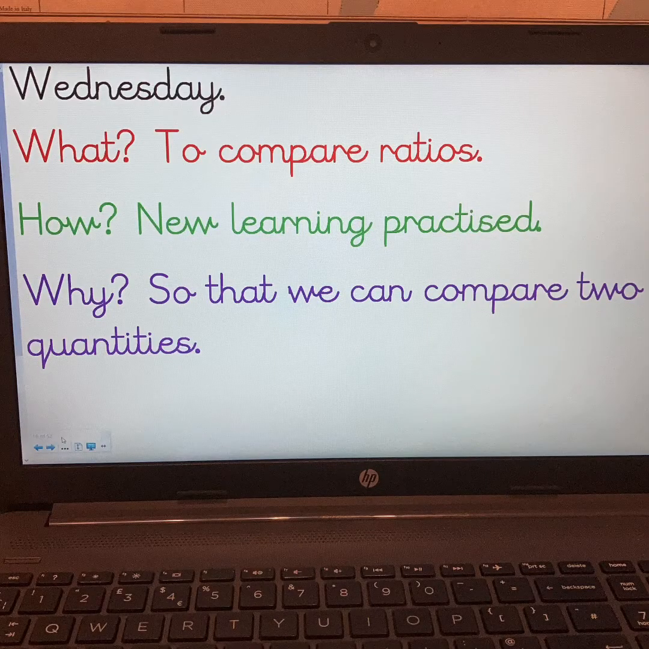Okay then, so today we are going to be comparing ratios. We're going to do it by new learning being practiced. And why are we doing it? So that we can compare two quantities. We talked about this a lot yesterday. Two quantities, two amounts. So if you've got a certain amount of eggs, how many chocolate bars do you need, or how much flour do you need in that recipe?